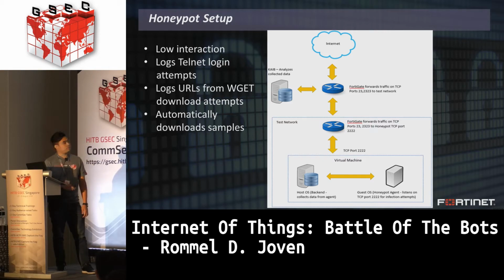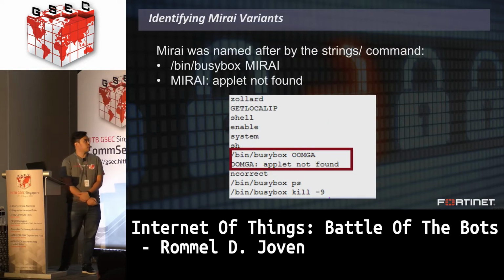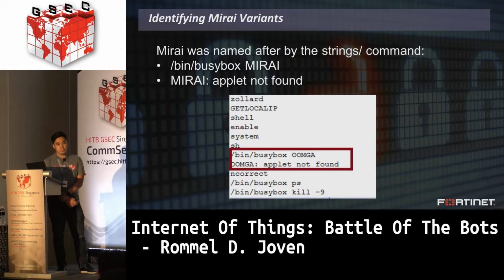Yeah, and then next, how do we identify the Mirai variants? Originally, Mirai was named after the strings or commands "/bin/busybox MIRAI" and "MIRAI: applet not found", which is not a valid command. These are commands to determine if it has successfully brute forced its way into our targeted IoT device. So Mirai was named with this string. The same goes for the variants.